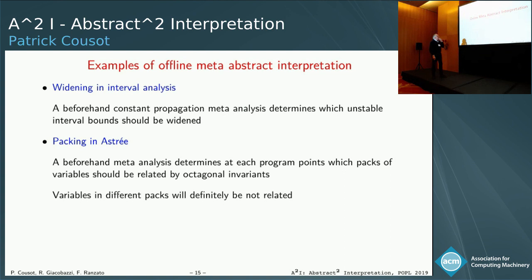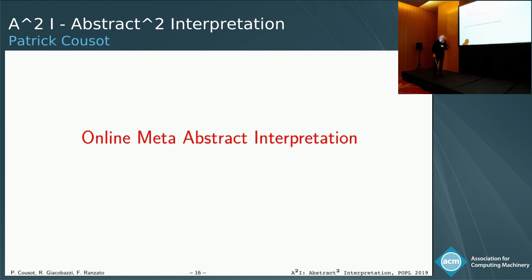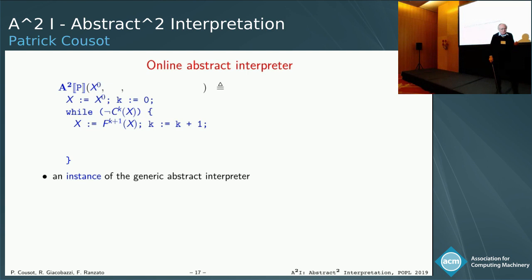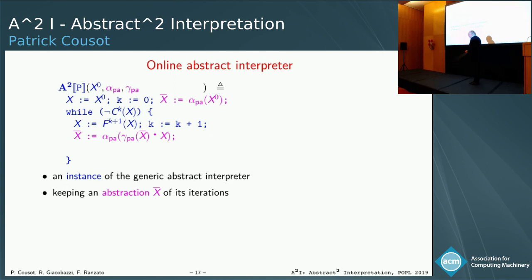I go to online. And to do online, I start from the abstract interpreter that we have seen before, and I keep an abstraction of the computation. So this is in purple, you see. First, for the initialization, I keep an abstraction. And then here, when I compute the next step, I concretize what I had, so I have the sequence of computation. I add the last one, and I re-abstract the result. It's a classical abstraction. So you see alpha x bar accumulates in the abstract the sequence of computation I made for x. I see my co-author say yes, so I am not yet wrong.